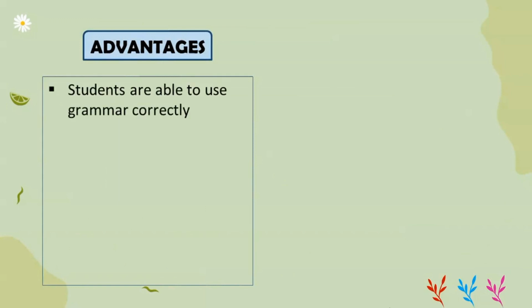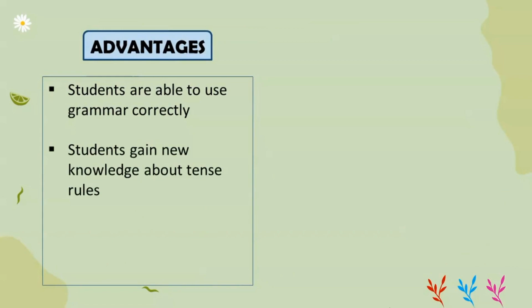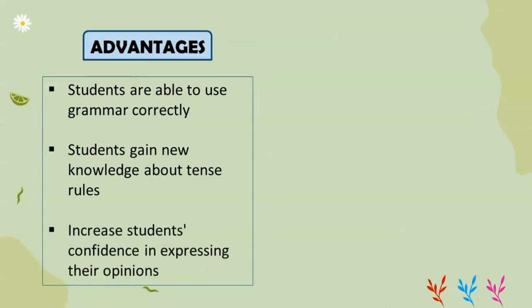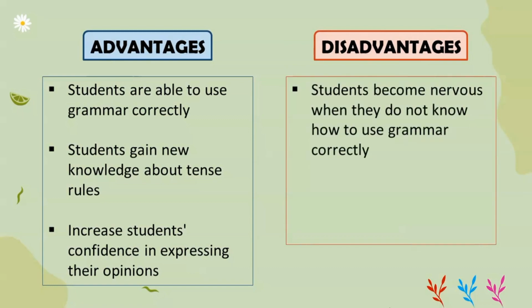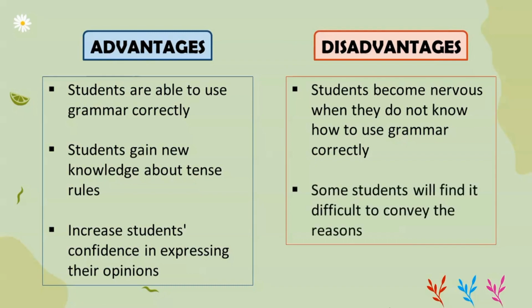Advantages. Students are able to use grammar correctly. Students gain new knowledge about tense rules. And the last, it increases students' confidence in expressing their opinion. And disadvantages. Students become nervous when they don't know how to use grammar correctly. And some students will find it difficult to convey the reason.